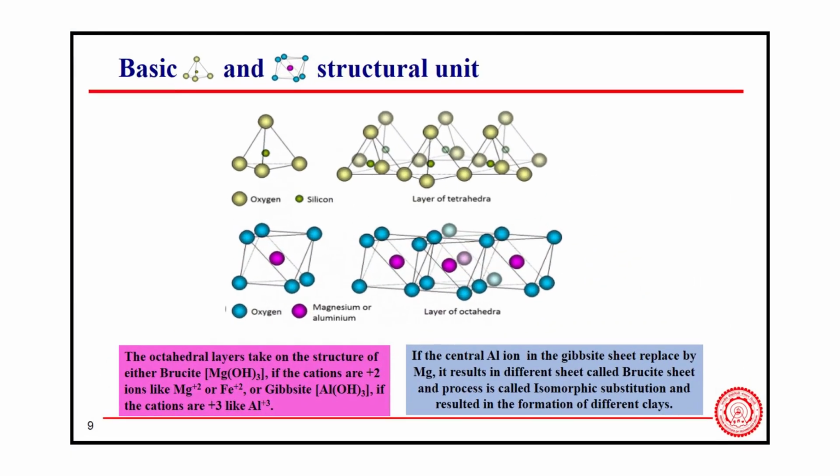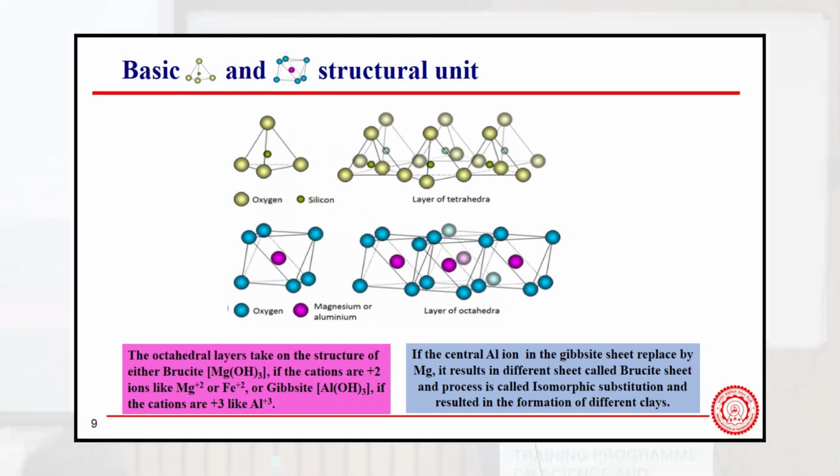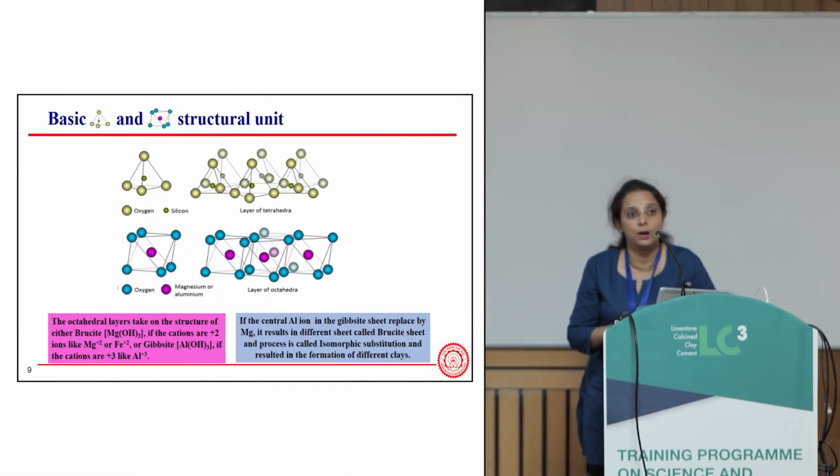So we have the basic structural unit of octahedra. In the octahedral layer, if we have magnesium as the dominant cation, it is called a brucite layer. When we have aluminum in place of magnesium, then it is called a gibbsite layer. Because of the interplay of these cations and anionic substitutions, we have different types of clay in nature.